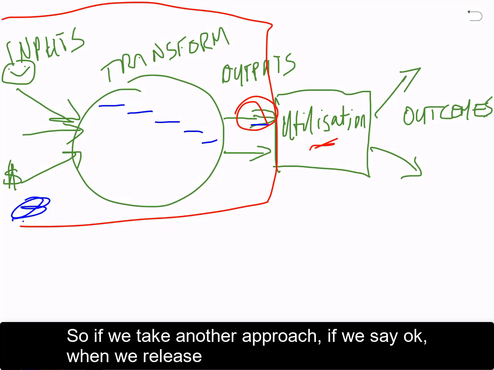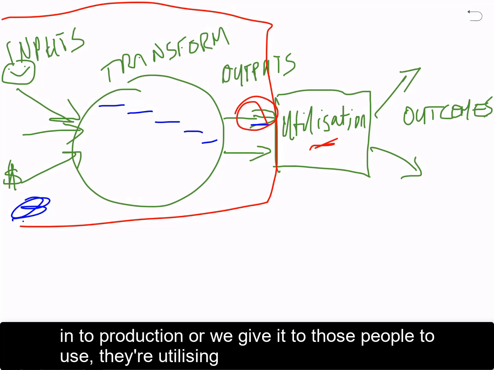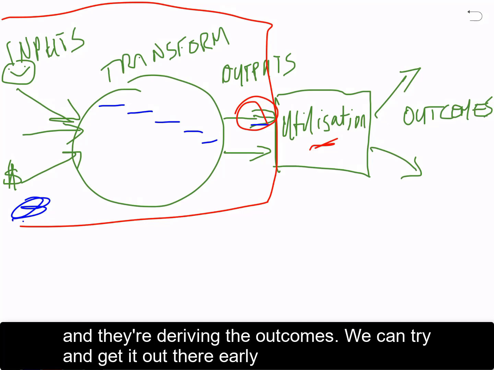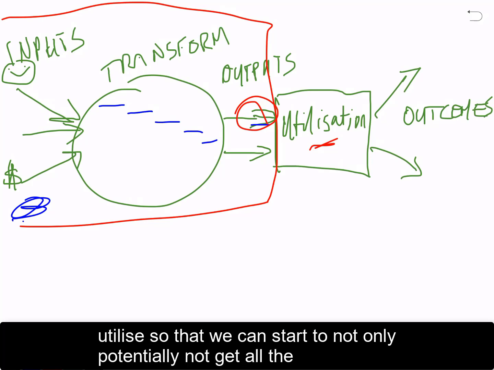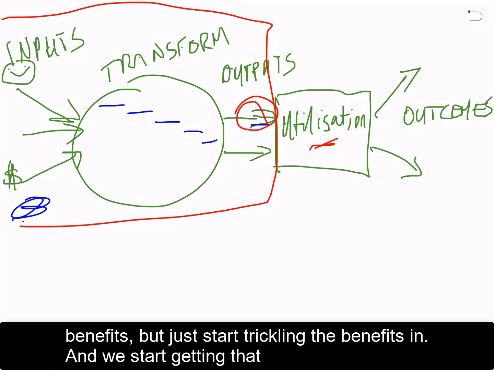So if we take another approach, if we say, okay, when we release it into production or we give it to those people to use, they're utilising it and they're deriving the outcomes. We can try and get it out there early. We call that a minimum viable product, something that makes sense for the users to utilise so that we can start to not only potentially not get all the benefits, but just start trickling the benefits in.